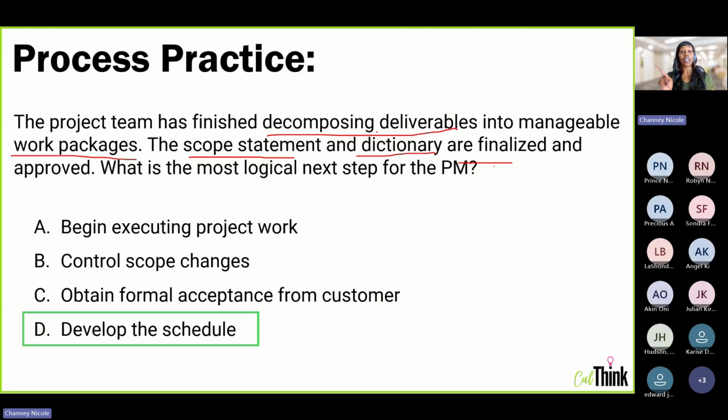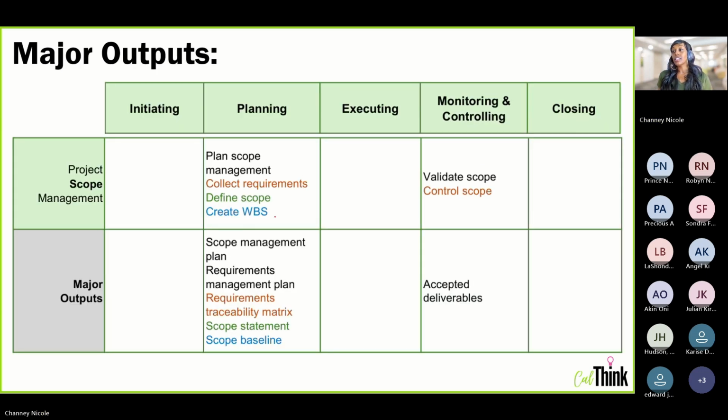So this question is telling you that you just created your scope baseline, but you won't know that until you study the outputs on the process grid. Let's go back to the process grid so that you can tie these things together. Here it says we just finished creating a scope statement. We just finished creating our WBS and our dictionary. The output of that is our scope baseline. So we know that we just finished completing our scope baseline. That means the next logical step is probably going to be schedule or cost or something that comes after scope.